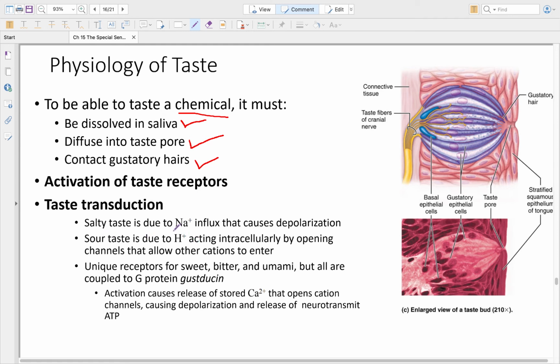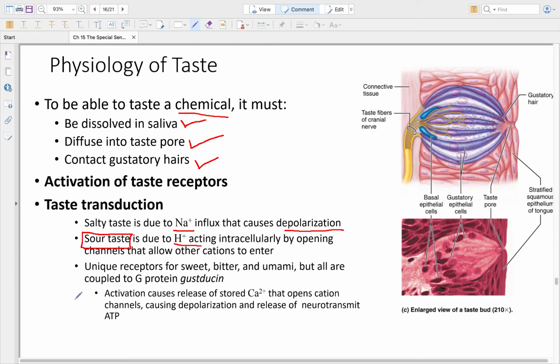Salty taste is due to an influx of sodium. No surprise there. This causes depolarization. Something that's sour is due to hydrogen ions acting on an intracellular level by opening other cationic channels. This is very different from eating something that doesn't have a salty or sour taste, for example.